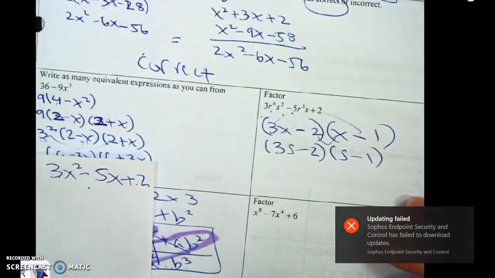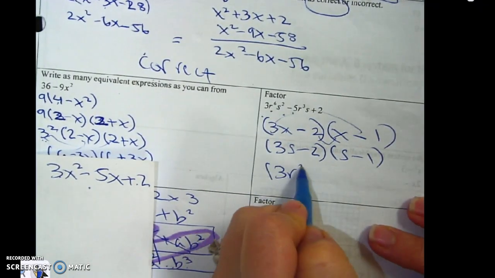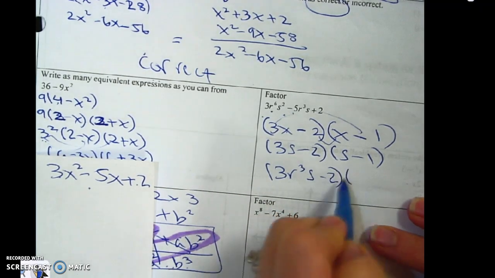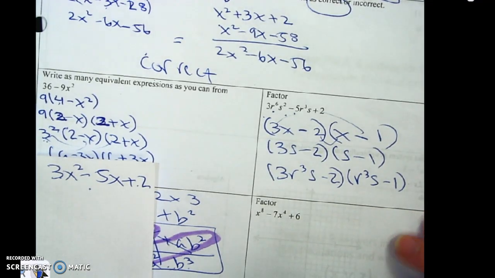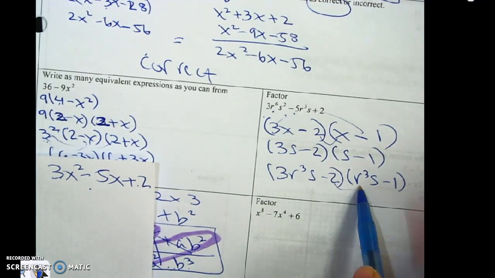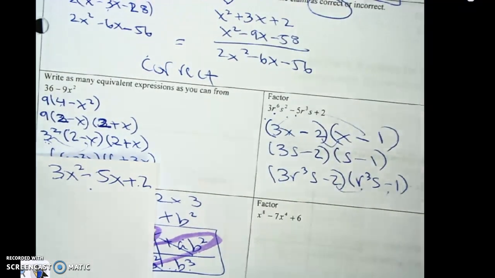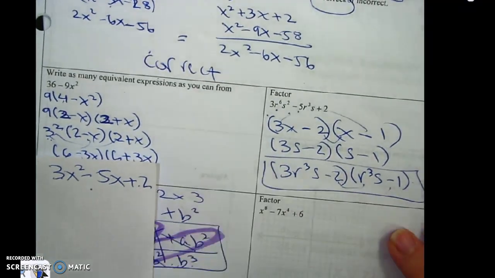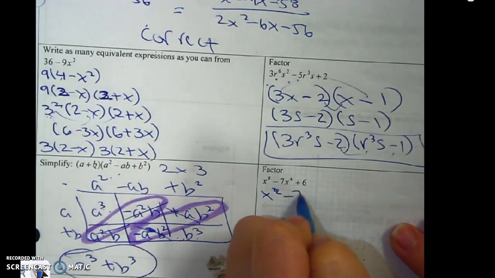You don't have to go my exact path. But then I have to acknowledge the r's. So it's 3r cubed s minus 2, r cubed s minus 1. Okay, and if you look, 2r cubed s, 3r cubed s gives you 5r cubed. Okay, all right. This one's a little bit more straightforward, I feel like.